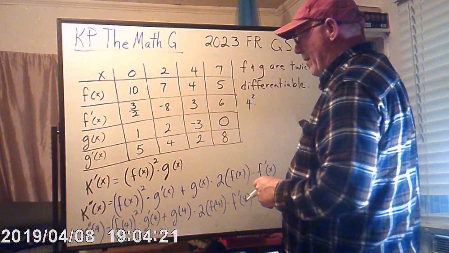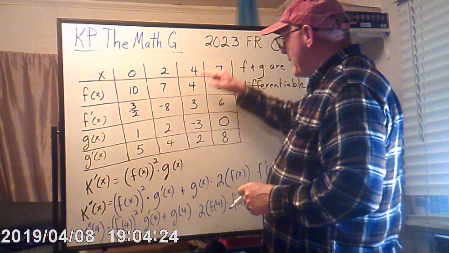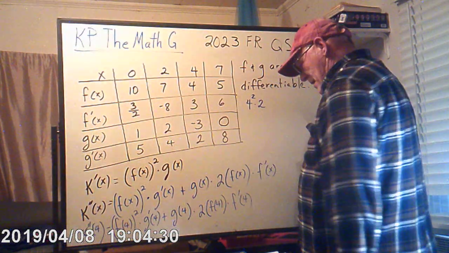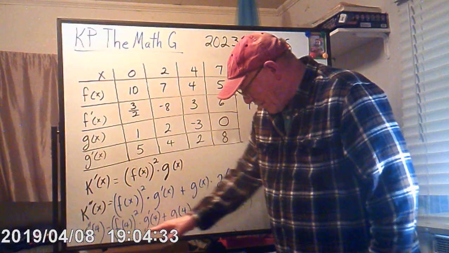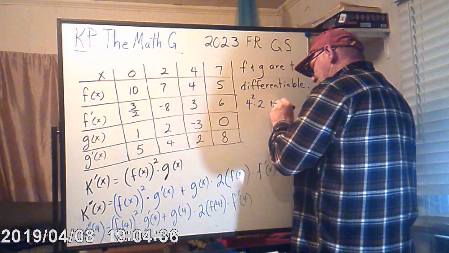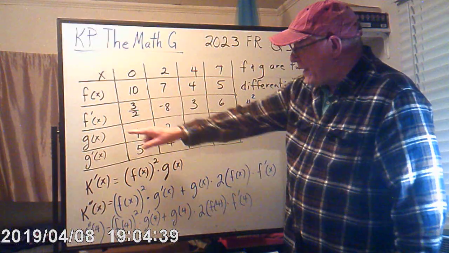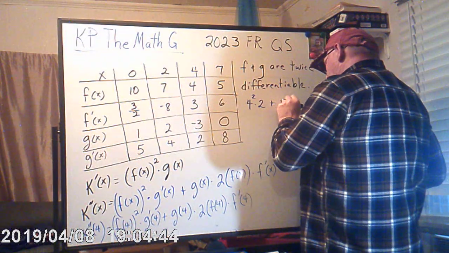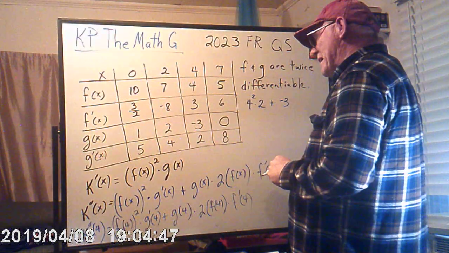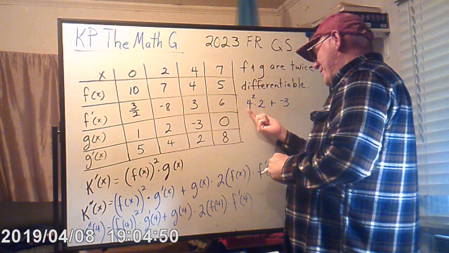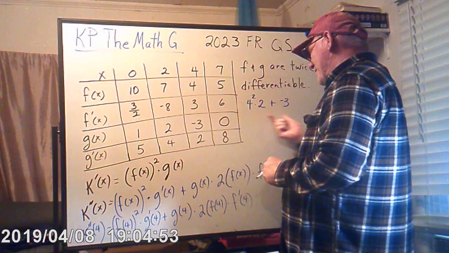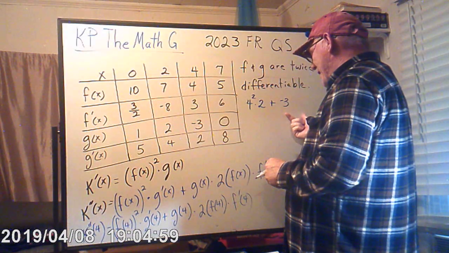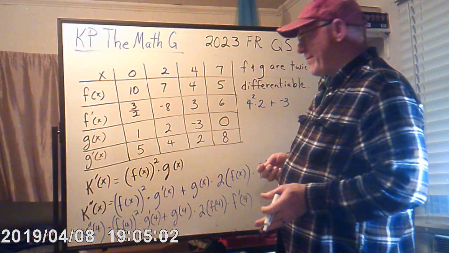Now, g prime at 4 is 2. That takes care of this part here. Now I've got a plus sign right here, don't I? Now g at 4 is -3. Is there a chance that this could be concave down? Well, let's see if this is positive, more positive than this is negative. If it is, then it's concave up. But if this is negative, more negative than this is positive, it's concave down.